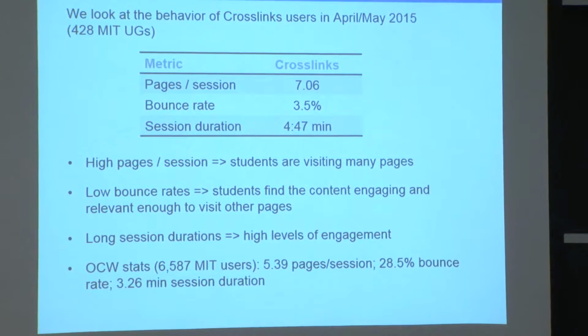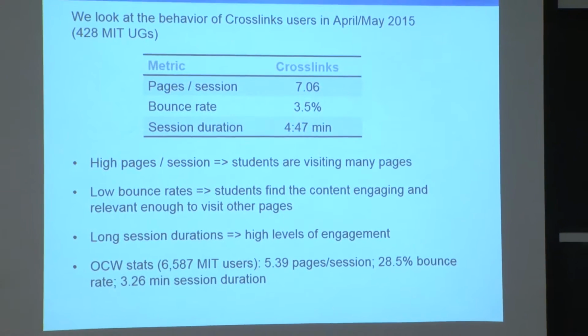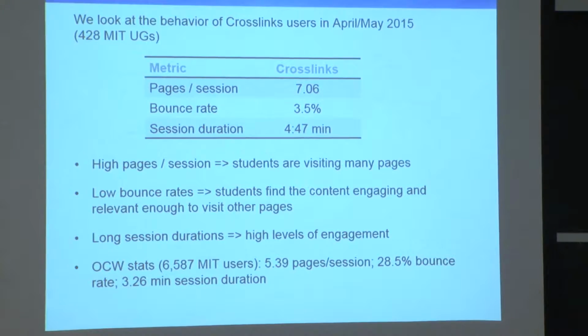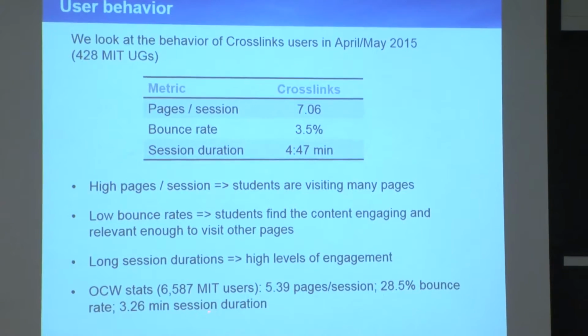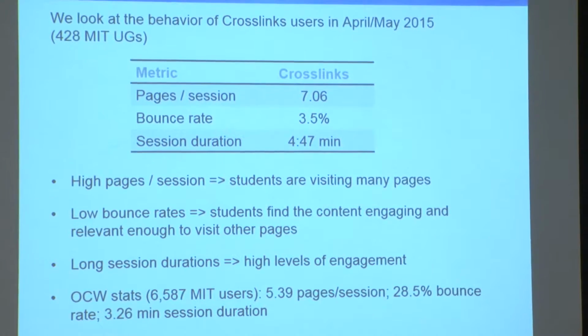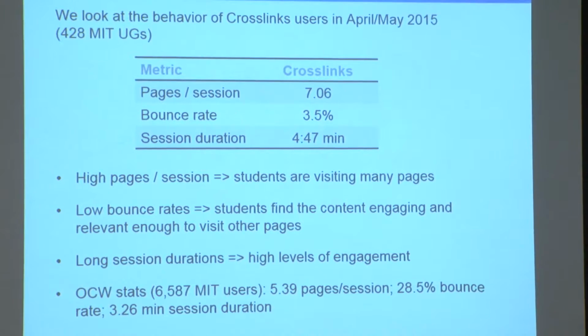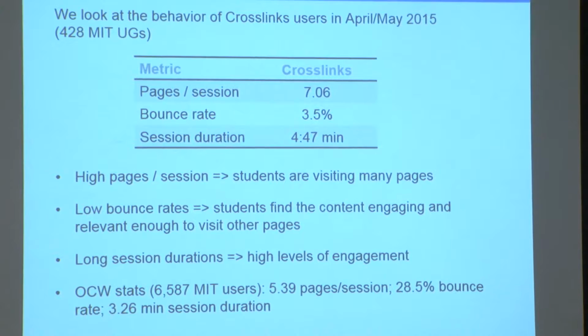OCW clearly serves a very different purpose and a different community. It's a different kind of website, but just some stats here to give some context. For the same time period, April, May, OCW has around 6,500 users from the MIT network, 5.39 pages per session, 28% bounce rate, and 3-minute session duration. We don't intend to draw direct comparisons with those numbers, because maybe this says that OCW users go and find what they're looking for in that page and maybe download it and leave, whereas in Crosslinks that's not the intent at all. The intent is to jump around. But again, just to give some context, I'm really pleased with this number of 400 MIT undergrads using it in a month. That's a good 10% of our undergraduate population that we're touching.